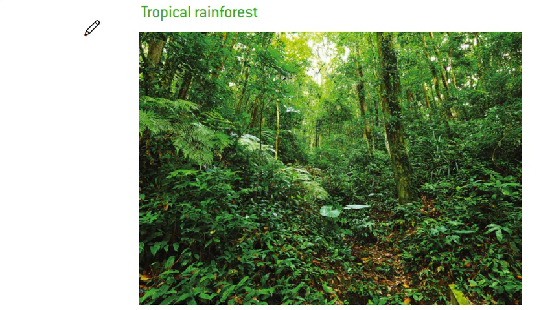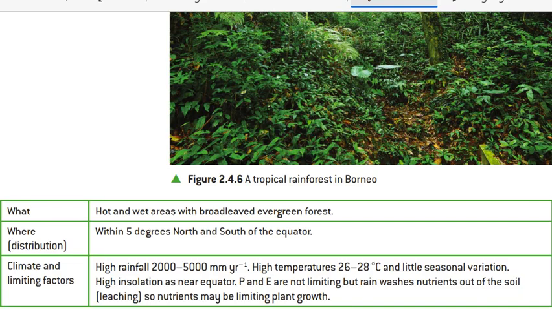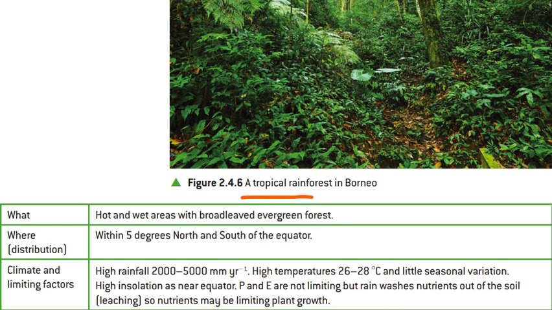We'll be starting with the first one, which is the tropical rainforest. This is a tropical rainforest in Borneo. Let's try to understand these biomes in more detail, their habitats, what they are, where they are, and everything. So what are tropical rainforests? My answer would be that they're hot and wet areas with a very broad-leaved evergreen forest. It is something like this all over the year, right? All over the year. Okay.